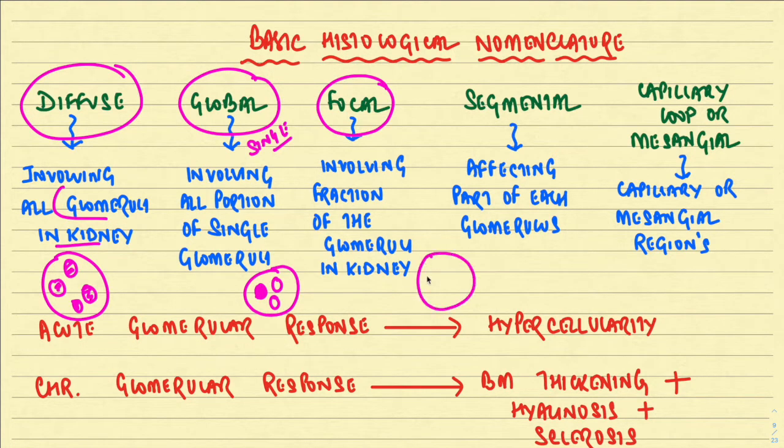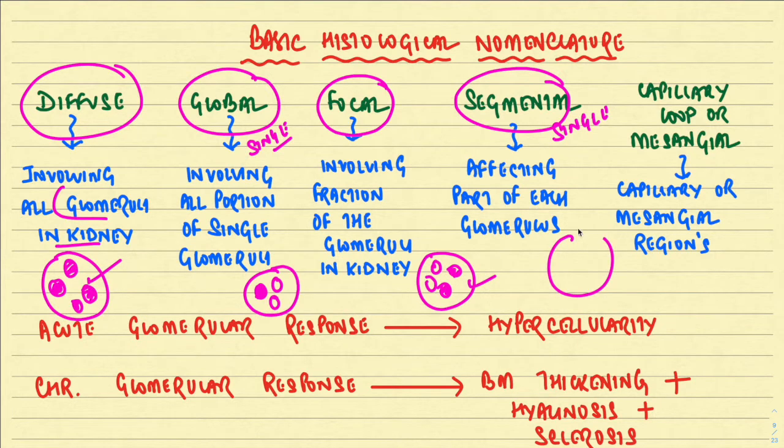So one kidney is having 1, 2, 3, 4 glomeruli. For example, this 2 is involved, this 2 is not involved. So we will say that in comparison to the first, where there was a diffuse involvement, over here there's a partial involvement of the glomeruli, that is the focal process. And segmental is again at the individual level. So it is affecting a part of each glomerulus.